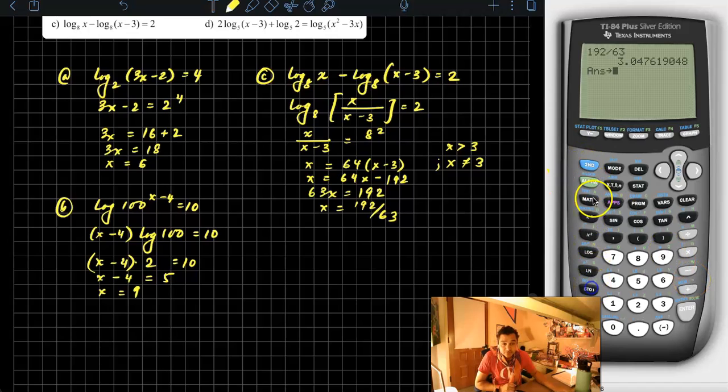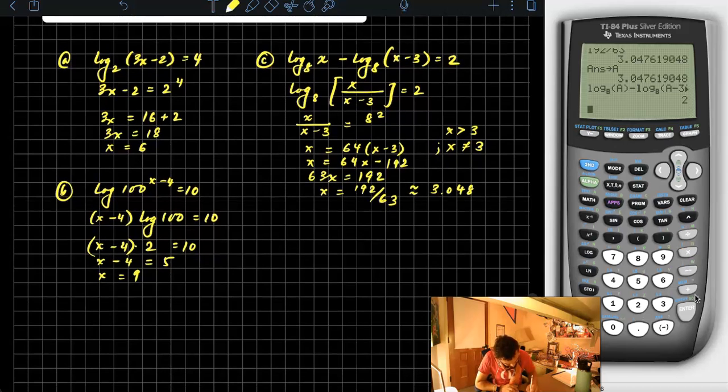To check this, I'm going to store this value to not lose too much accuracy. I'm going to store it as A, and then I'm going to say math, log base 8 of A, minus math, log base 8 of A minus 3. And that should equal 2. Okay, so it does work. The numerical approximation here is 3.0448.